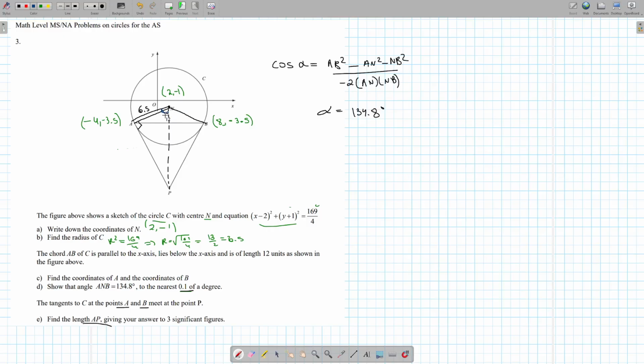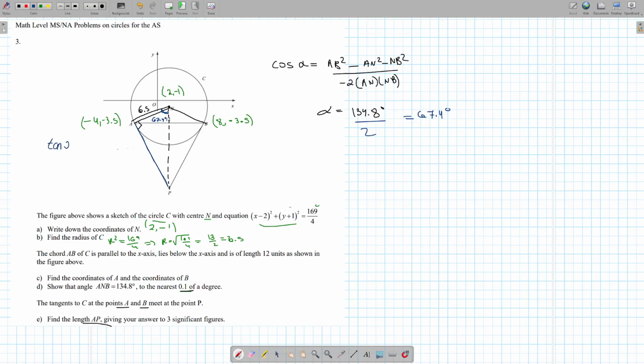The blue one is just half of the full angle that we found here, right? So divide this by 2, you're going to get 67.4 degrees. Okay, so this one here is 67.4 degrees. And we have this side. Can we find this side? This is opposite, this is adjacent.